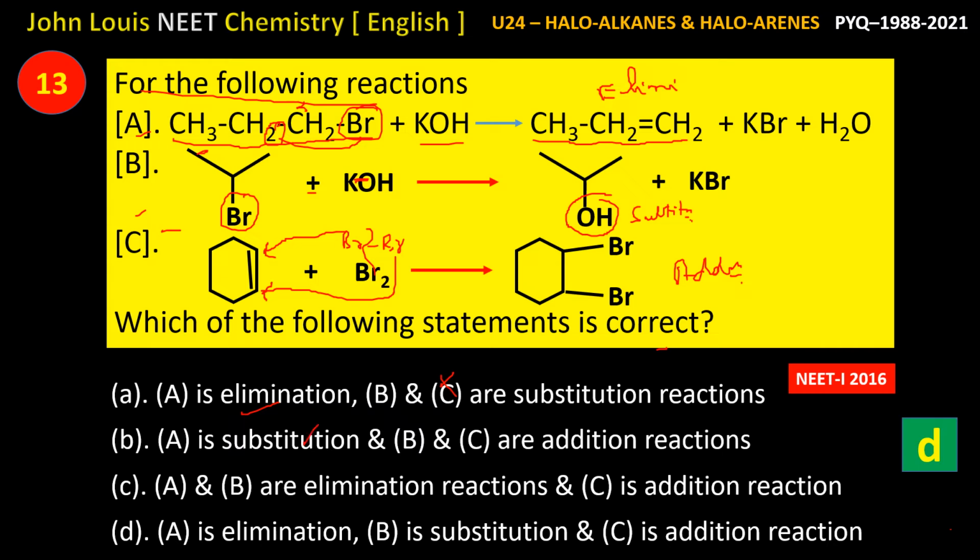A is substitution, that is wrong. A and B are elimination; A is elimination but B is substitution, therefore that is wrong. And option D: A is elimination, correct; B is substitution, correct; and C is addition, that is also correct. Therefore option D is the correct one. Hope it's very clear.